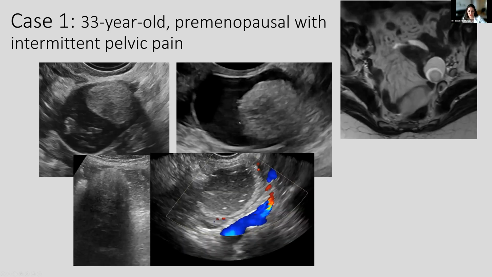So we're going to talk about some cases. In the interest of time, I might just skip the first two because they're just primary lesions and just talk about the third, which is a recurrent cancer case, because I think there's lots of questions and we want to leave some time for questions at the end.